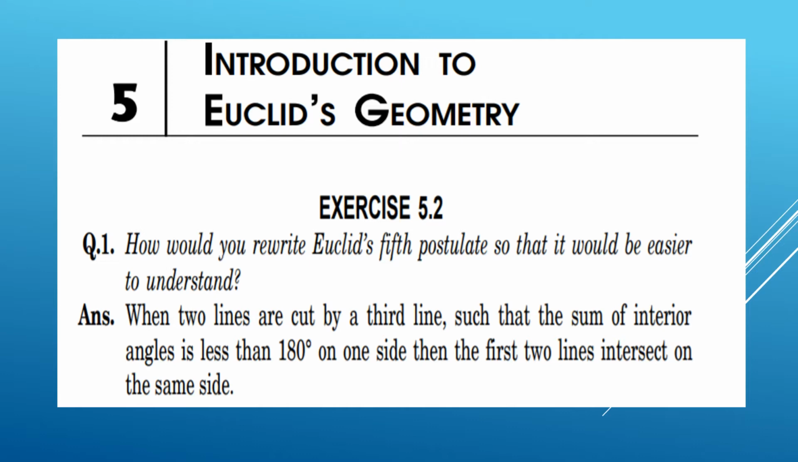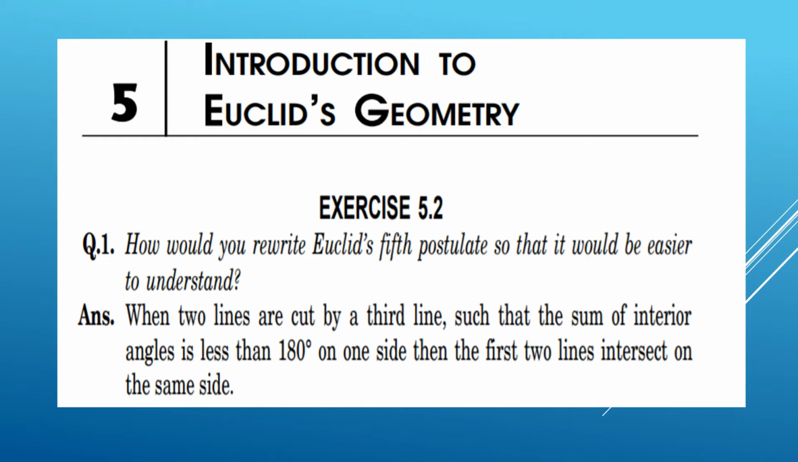Okay, my dear children. Now come to the answer. When two lines are cut by a third line such that the sum of interior angles is less than 180 degrees on one side, then the first two lines intersect on the same side. Okay, my children, you can rewrite Euclid's fifth postulate like this.